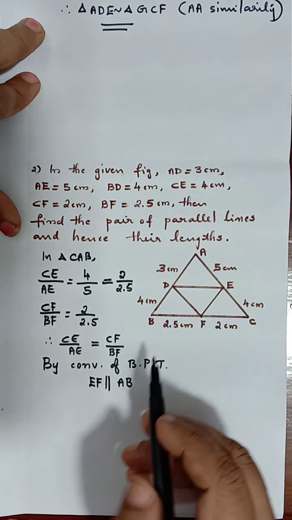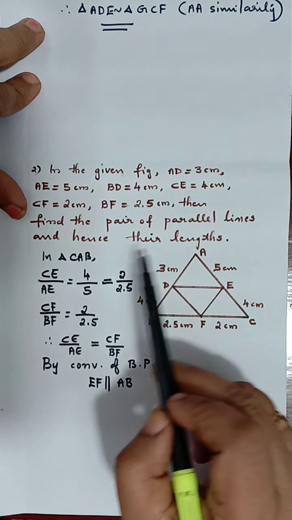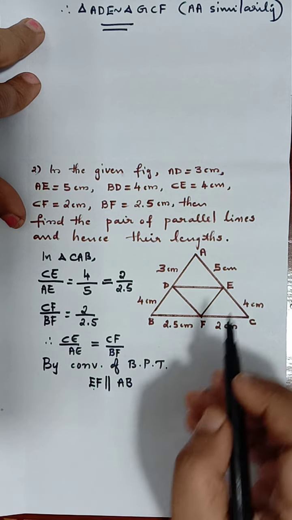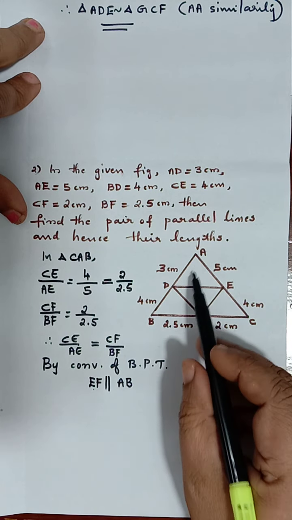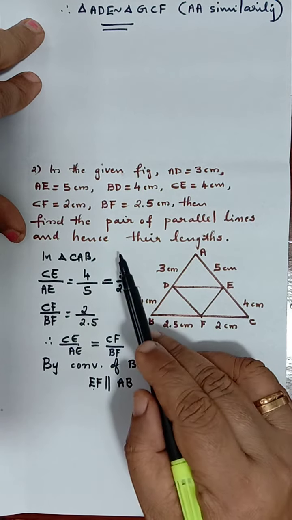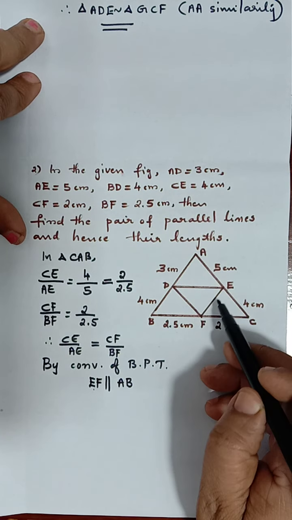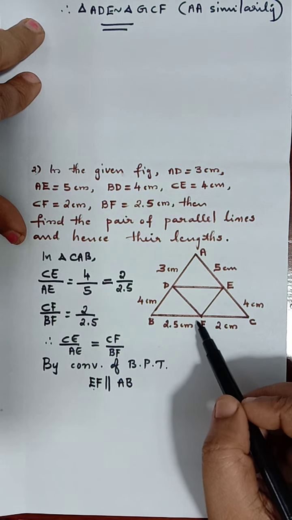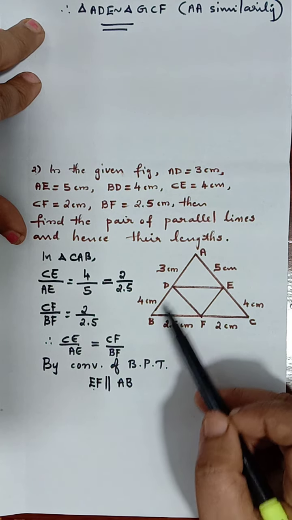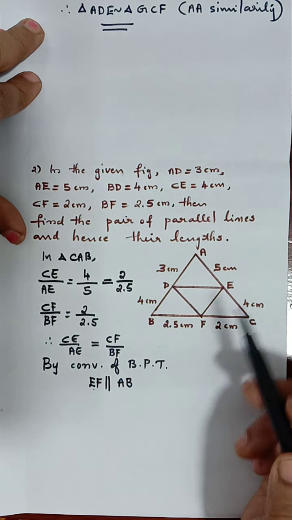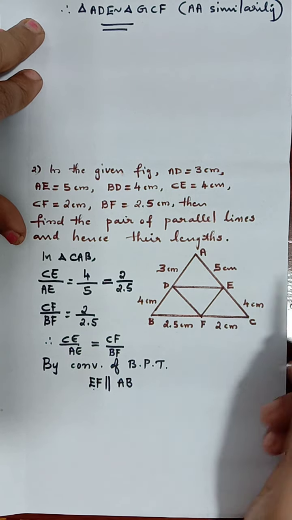That's very important. EF is parallel to AB. This is the pair of parallel lines. That is the first answer. And hence find their length. We have to find out how much EF and AB are. EF we have to find out. AB is understood. AB will be 3 plus 4. It will be 7. Okay, how to get EF?